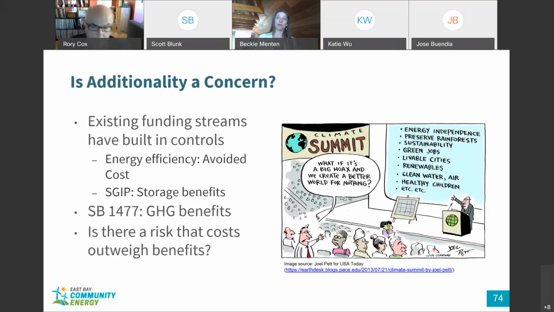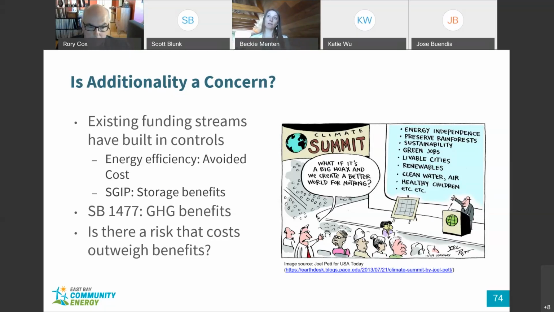So what we're here to think about today is whether or not these incentives can or should layer. Functionally, this comes down to the question of additionality in the CPUC regulated framework. On this point, I wanted to also clarify that many of these existing funding streams that are under question have built-in controls. Energy efficiency is currently constrained by the avoided cost metric. We saw a great presentation from Carmen earlier today talking about how projects with high upfront capital costs often don't perform very well in a TRC.